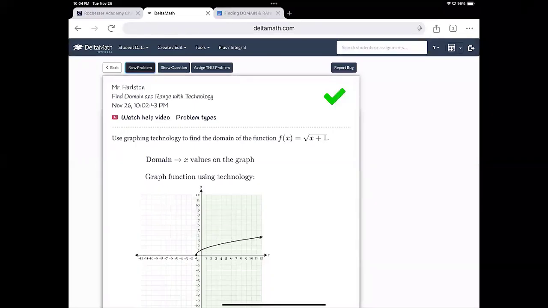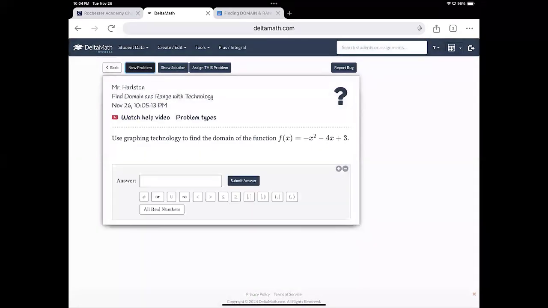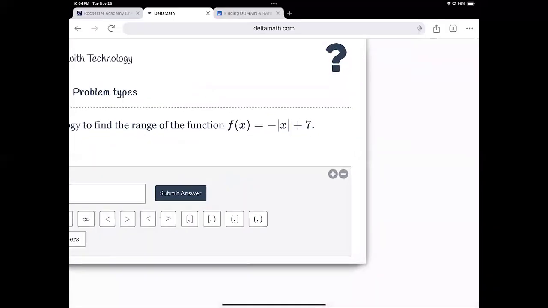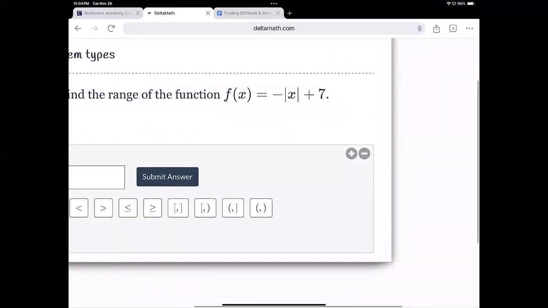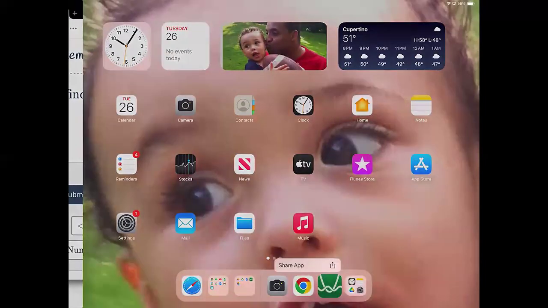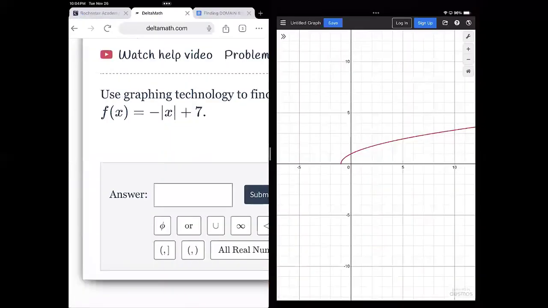Now let's do one more. I want to do a range one using the graphing calculator. So let's look for a new problem. This is another domain one. Let's keep going. Okay, so we got here. This is the range. It's the negative absolute value of x plus 7. All right, so we're going to graph it. So we need a graphing calculator. Let's go get one. We're going to go here. We're going to use the graphing calculator.